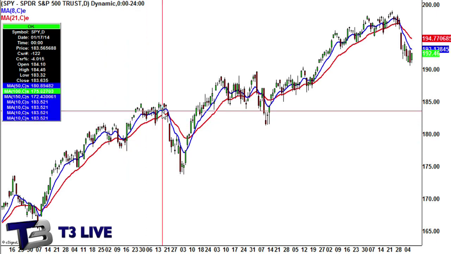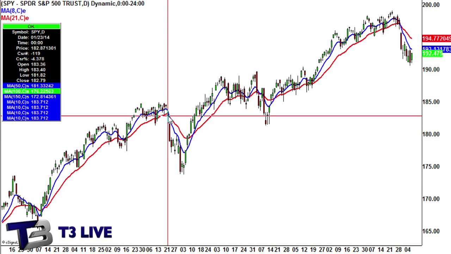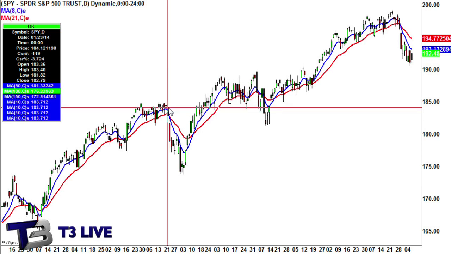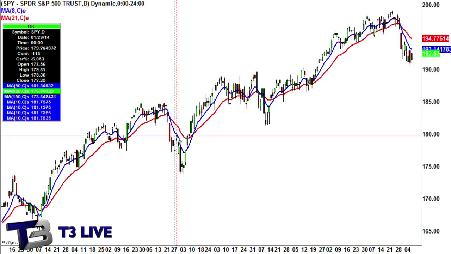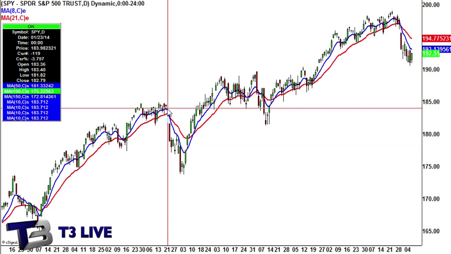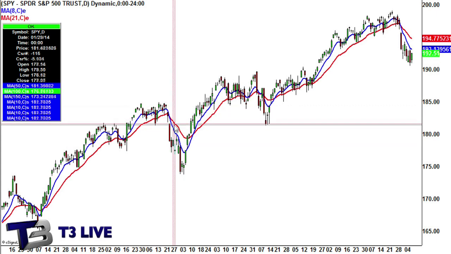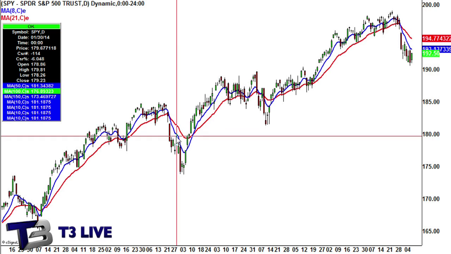There are definitely wrinkles when you'll see the 8 cross below the 21. And at that point, you have to tell yourself that something is changing. Whenever the short-term moving average crosses below the longer-term moving average, like the 8 below the 21, that's considered bearish, more neutral, and the trend is breaking or possibly just changing. An example of this would be the early part of this year. We had the 8 knife through the 21 EMA, and this is when things started to become a little bit more tricky.